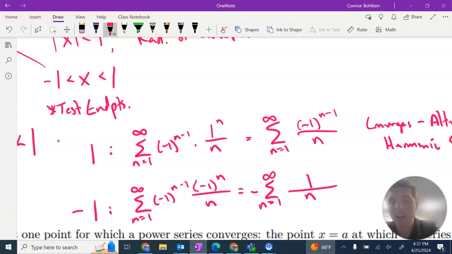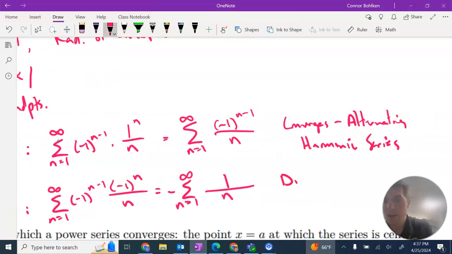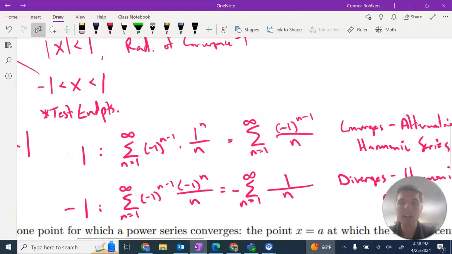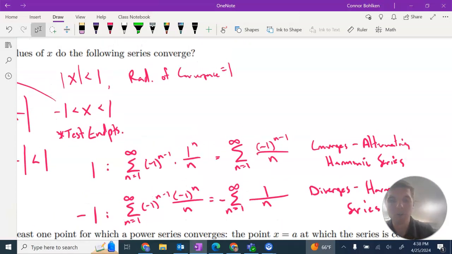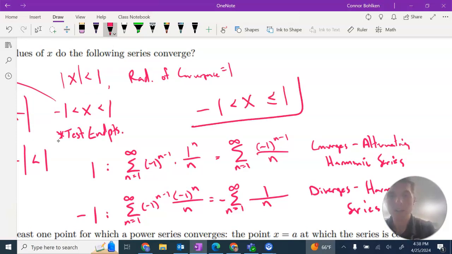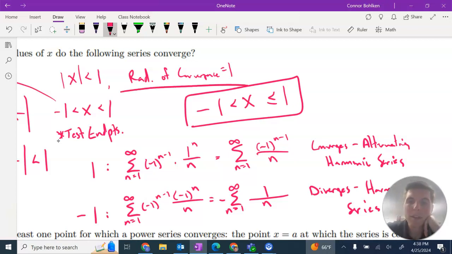I could even factor out the negative and put it out front. This is just the negative harmonic series, the harmonic series flipped over the x-axis, which we know diverges. So we'd say, okay, this one diverges. It's the harmonic series. So I know when I plug in 1, my series converges. When I plug in negative 1, my series diverges. My final interval would be negative 1 less than x less than or equal to positive 1. There's my interval. And if we were asked for radius, we'd have that too. Find the radius, check both endpoints, plug it in, and write your final answer depending on converging or diverging.